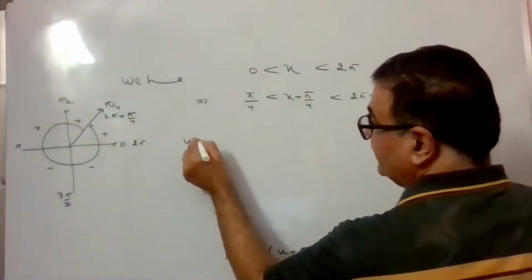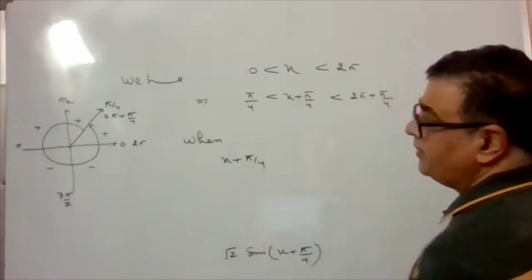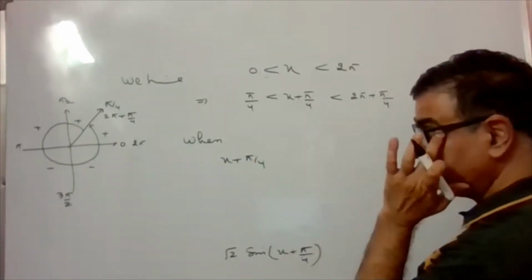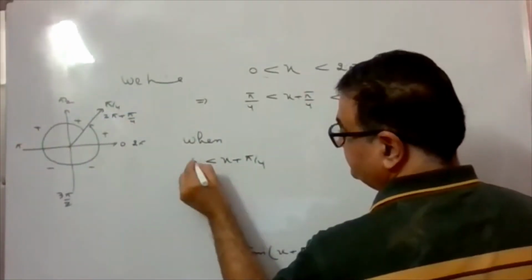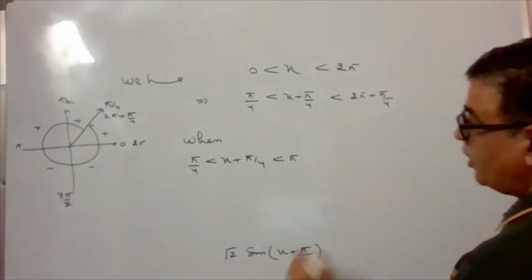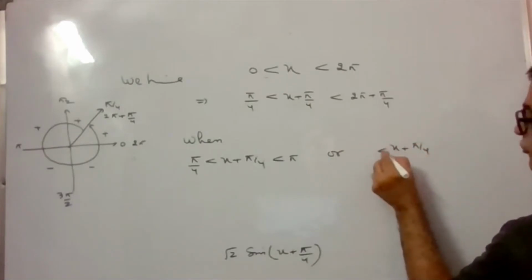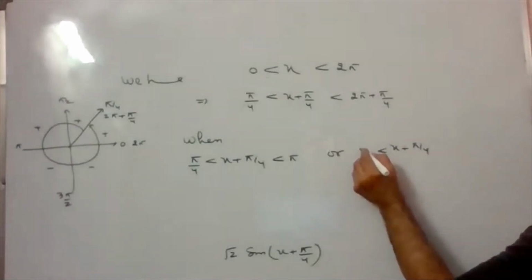So we write when x plus pi by 4 is from pi by 4 to pi, or x plus pi by 4 is from 2 pi to 2 pi plus pi by 4.